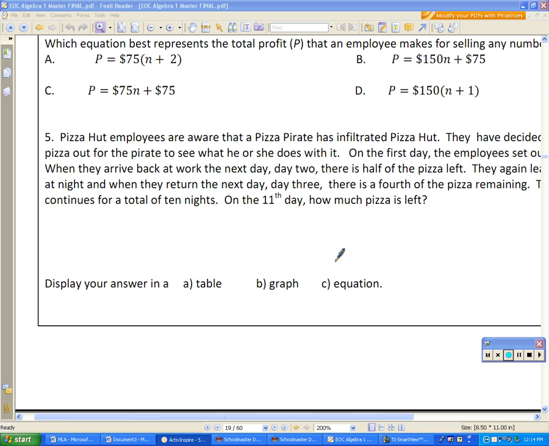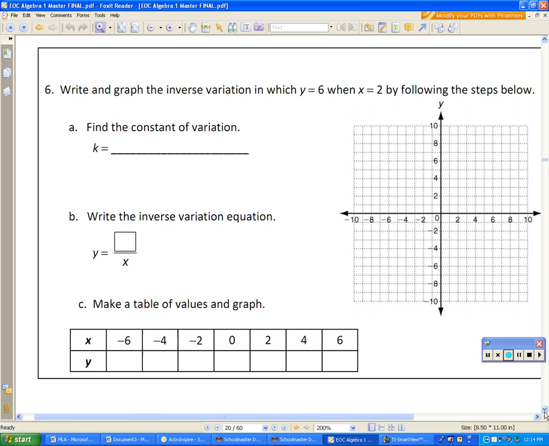Okay, so we did table, graph, equation, so we're all done with all of that. All right, so let's keep going here. We're getting close. All right, number 6, write and graph the inverse variation in which y equals 6 and x equals 2 by following these steps below. So we have not talked about inverse variation in this class, is that correct? Right. Okay.